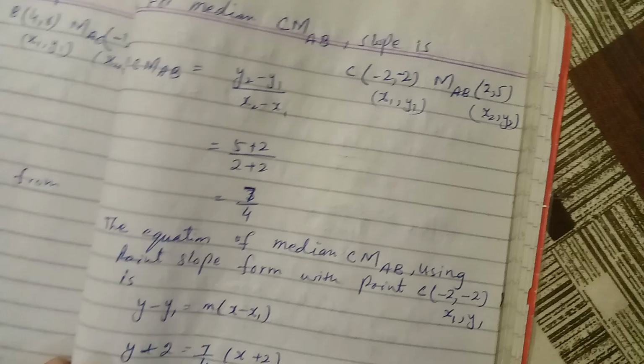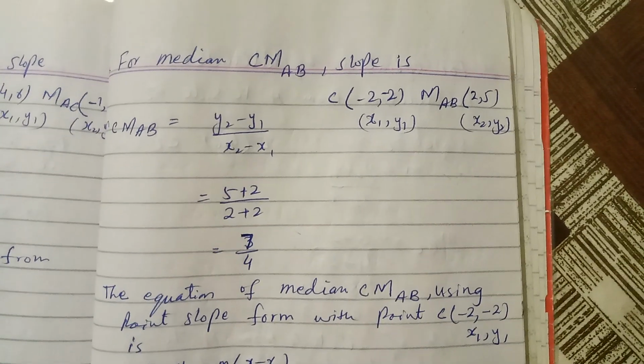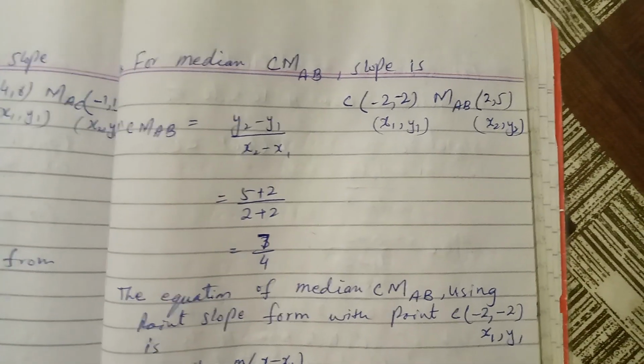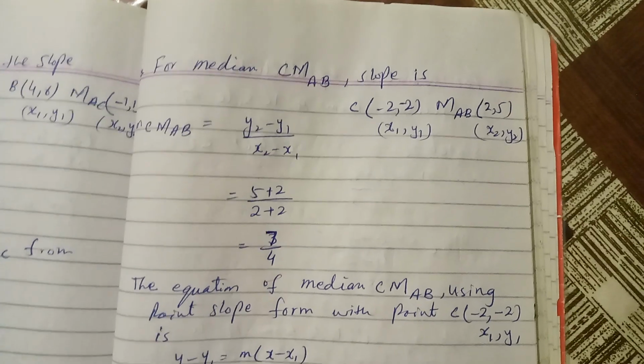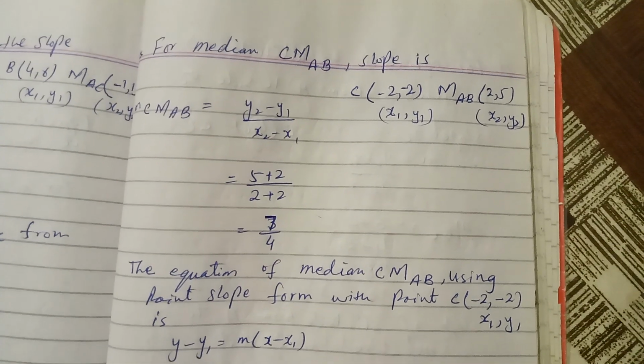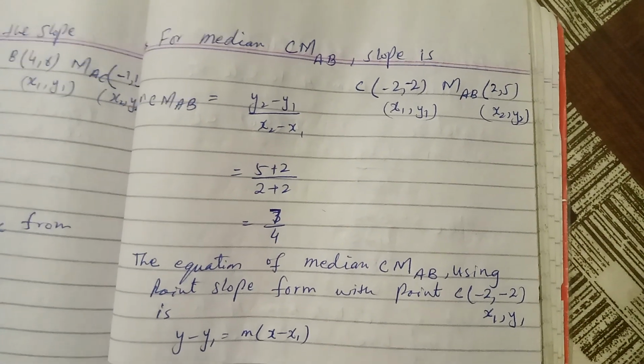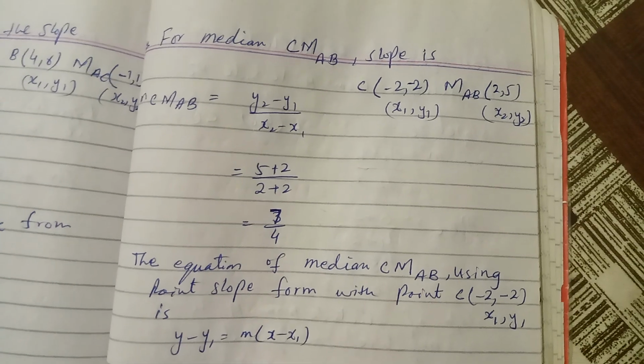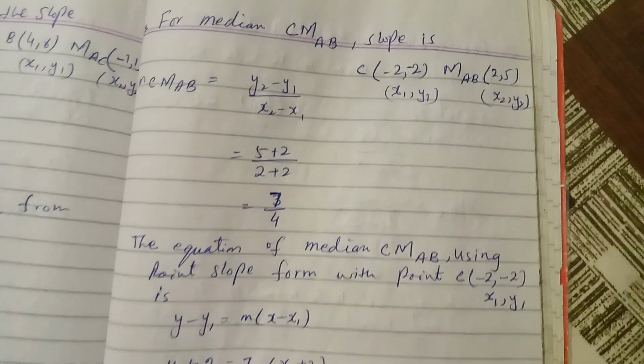Now the third median from C to midpoint of AB. First of all, we have to find the slope of this line. Coordinates of C are minus 2, minus 2, and the midpoint of AB is 2 and 5. So the formula used is y2 minus y1 over x2 minus x1. By putting the values, we have got 7 by 4.